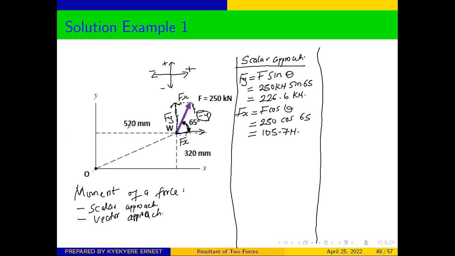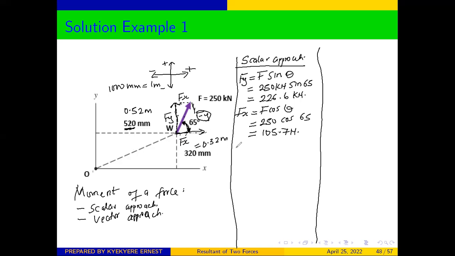Now our distances are in millimeters, so we need to change from millimeter to meter. And we know that 1,000 millimeter is equal to 1 meter. So it means that when we change this 520 to meter, we are going to get 0.52 meter. And when we change this 320 to meter, we are also going to get 0.32 meter.